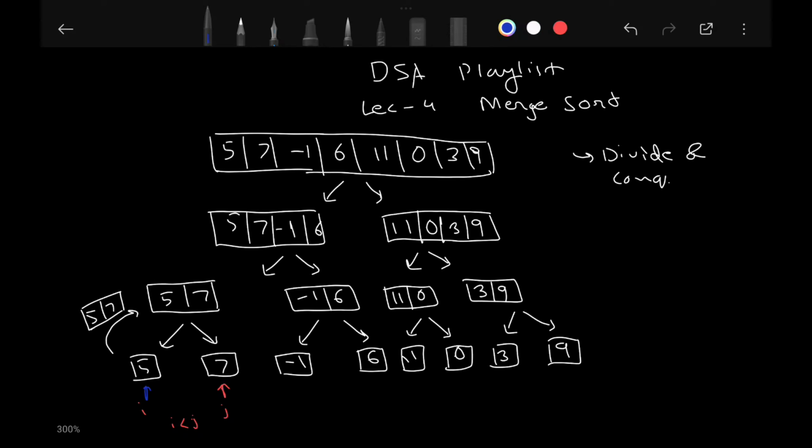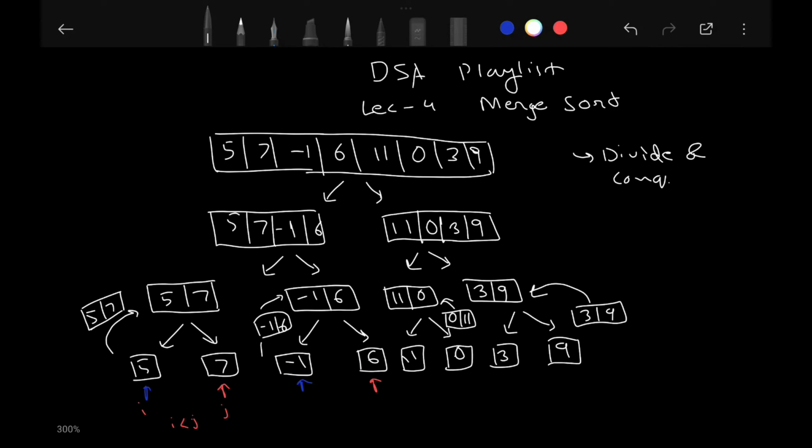Now the same thing, comparing these two with i and j. What does the result give? It gives back minus 1 and 6, right? Because minus 1 is smaller than 6. From here, what is returned? 0 and 11, because 0 is smaller than 11. So always remember it happens in sorted order. And from here, 3 and 9, because we are returning in sorted order.